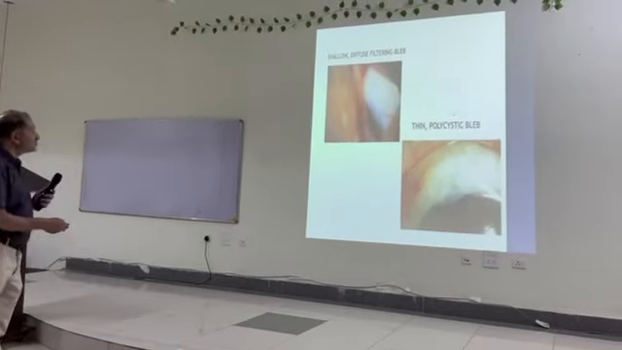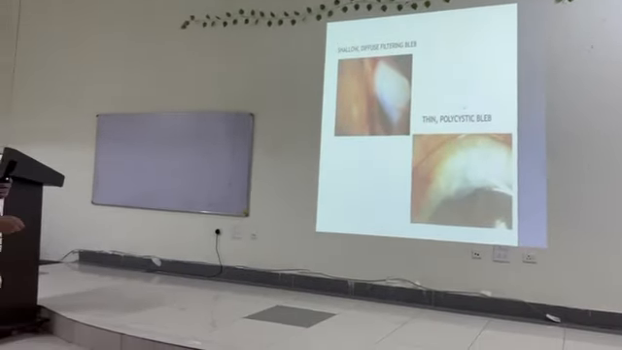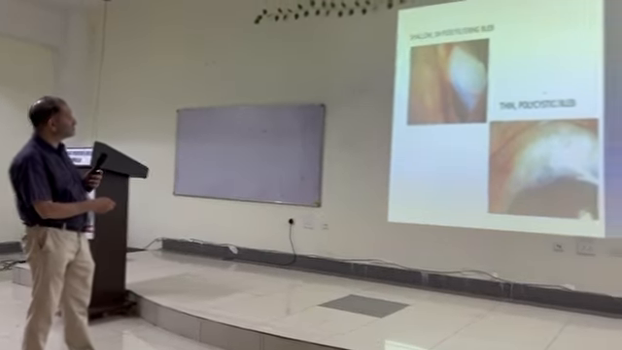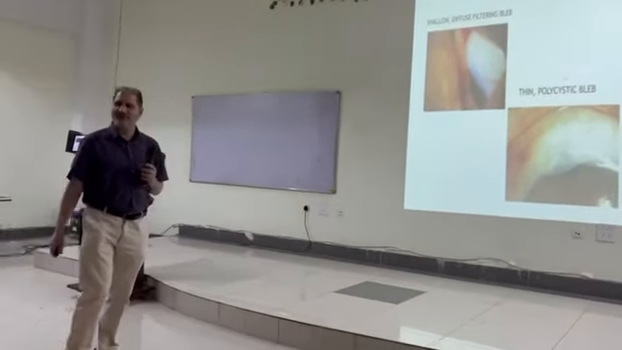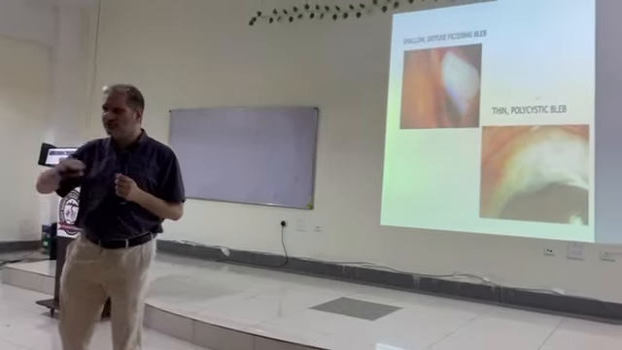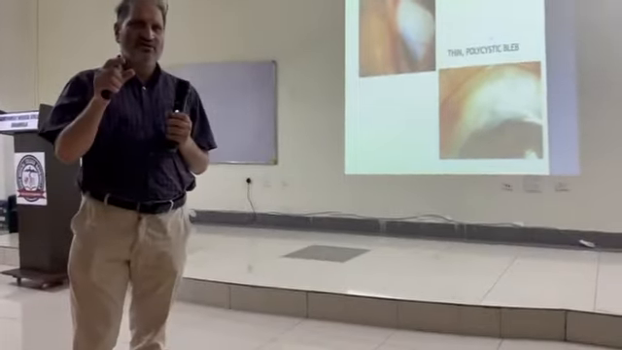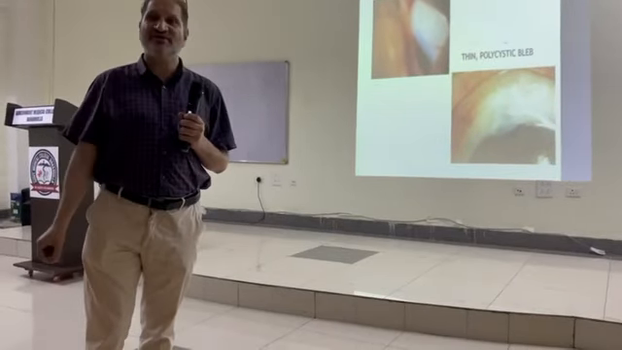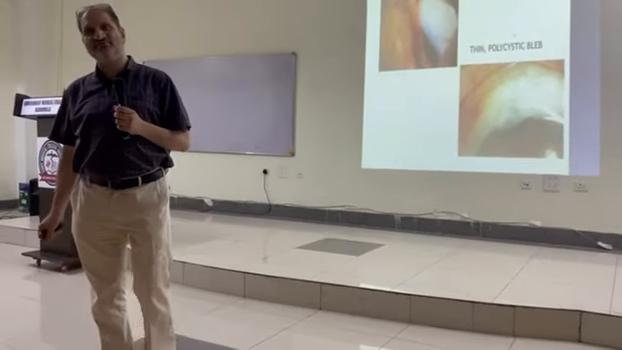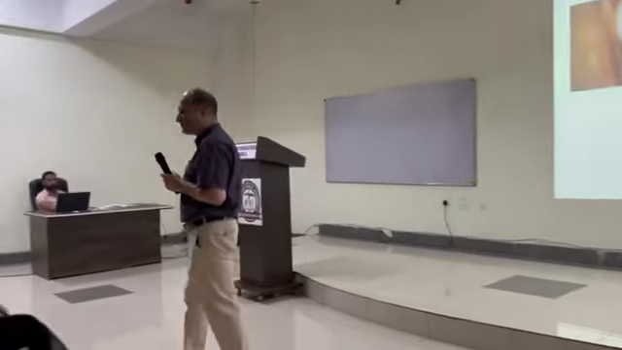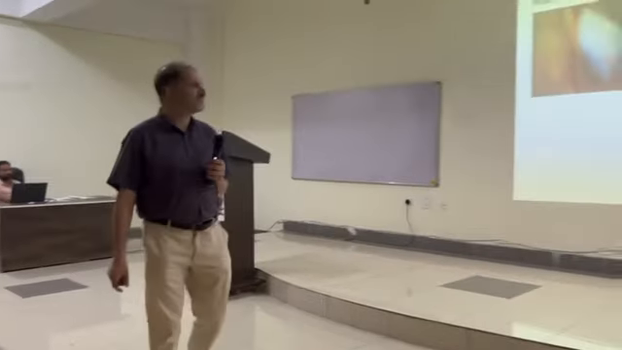Next. This is a diffuse bleb, and this is also a diffuse bleb. Blebs can be of different types. They can be diffuse or microcystic. They can be localized, or encysted. Encysted bleb is bad. Or they can be flat. A flat bleb also is not good. The good bleb is diffuse or microcystic.